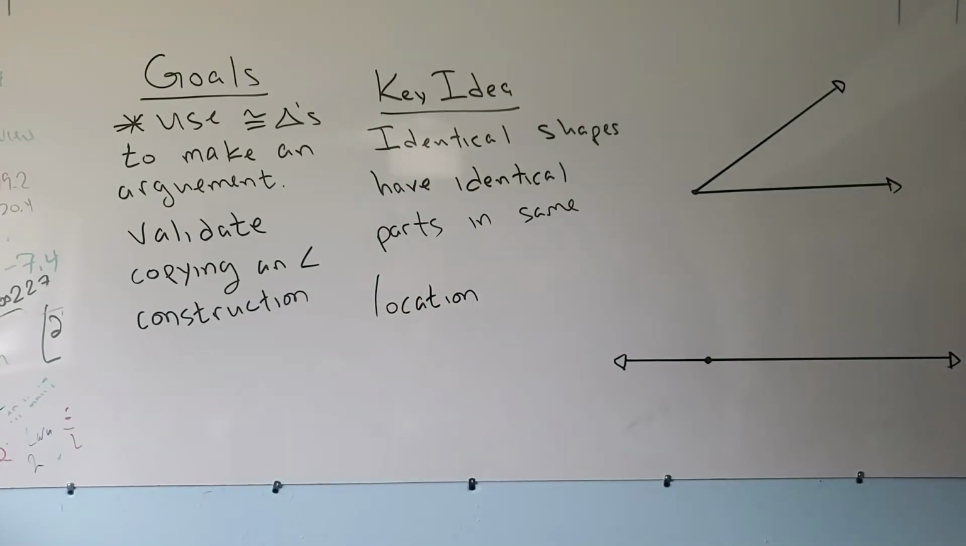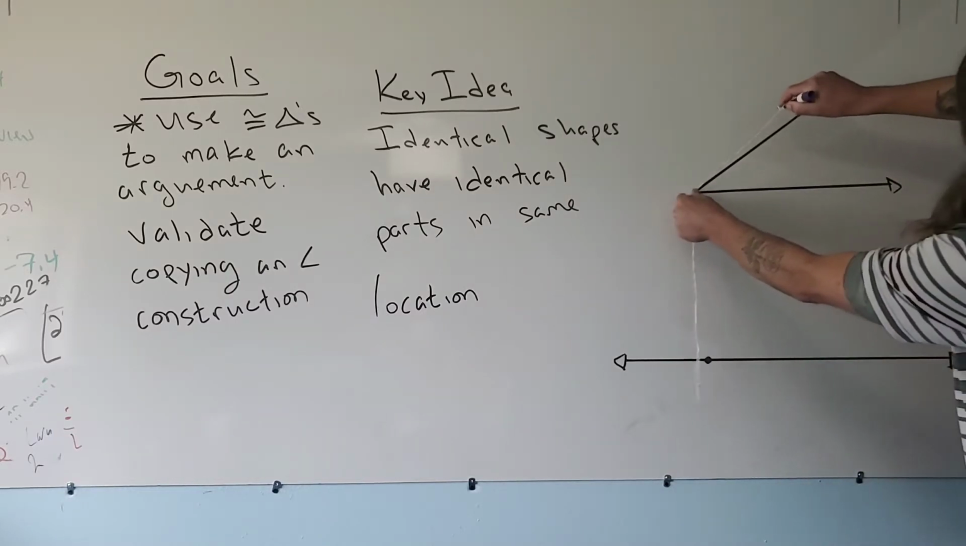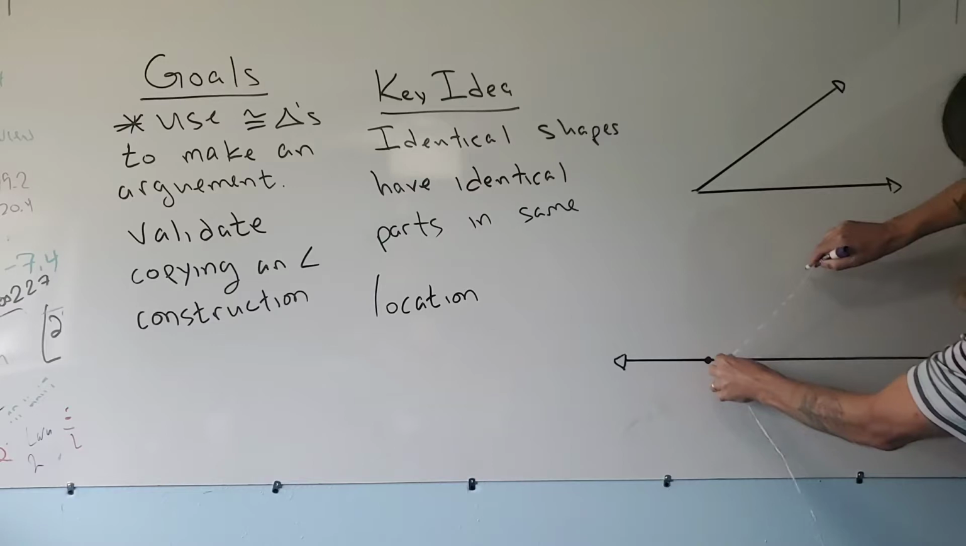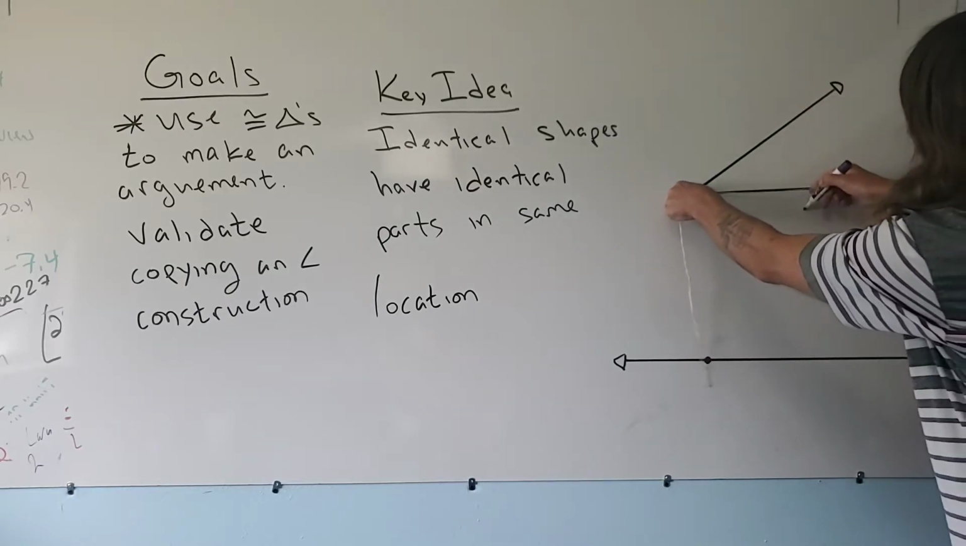So again, my goal is to use congruent triangles to make an argument. This is where the lessons were going to go. All right, so here we go. Remember, when I copy an angle, the very first thing I do is put my needle here and make an arc, right? So I'm going to do the same thing. I'm going to make an arc.